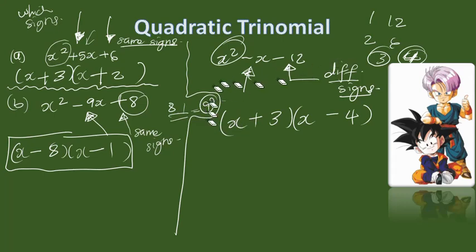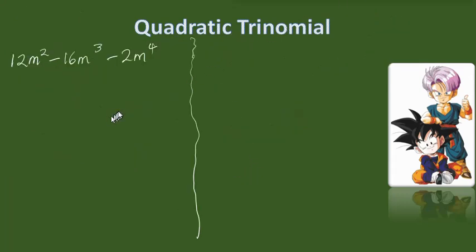Let me choose the next slide for this one. Here we have 12m squared, minus 16m raised to 3, minus 2m raised to 4. And I'm telling you, this is a quadratic trinomial. Now, how would you factorize something like that?